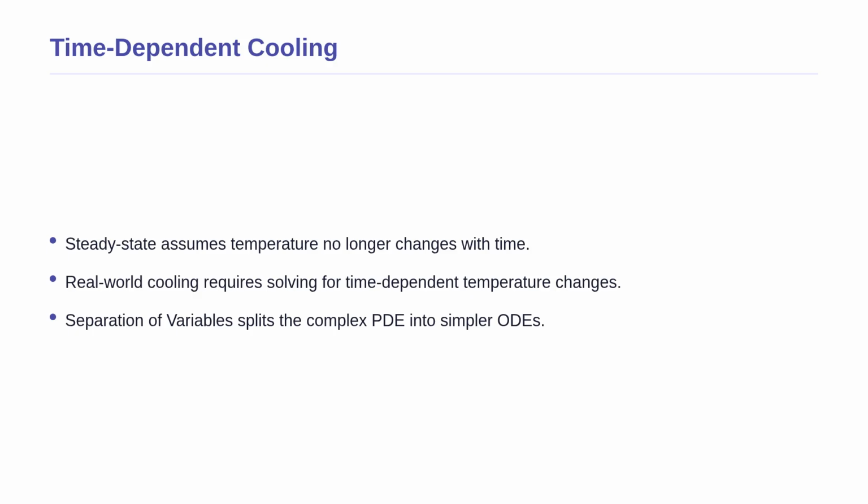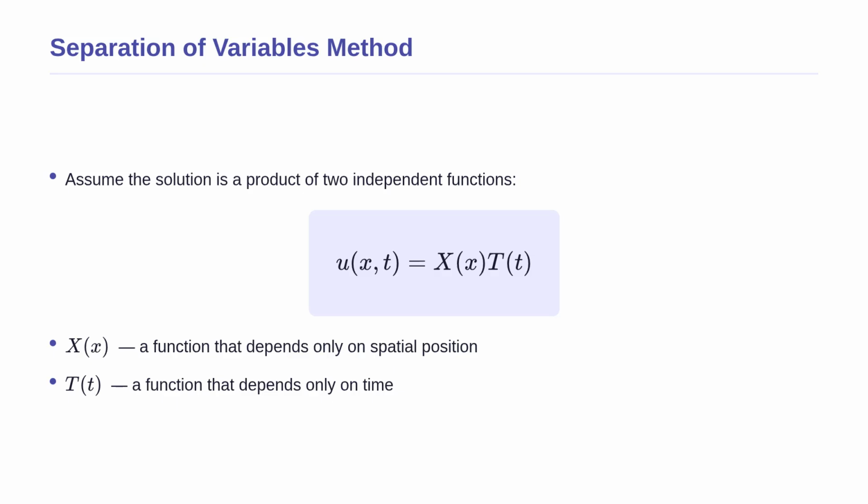In our previous example, we waited until the rod reached a steady state. But if we want to know exactly how a rod cools down minute by minute, we cannot set the time derivative to 0. Instead, we must use a powerful mathematical technique called the separation of variables. This method allows us to break a complex partial differential equation into two simpler ordinary differential equations that we already know how to solve. Let us look at the core assumption behind this new technique.